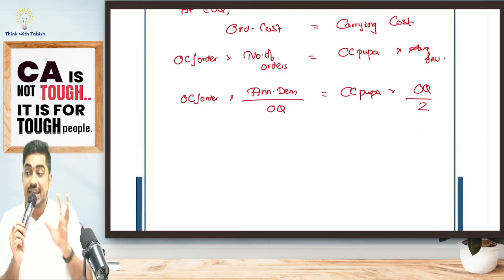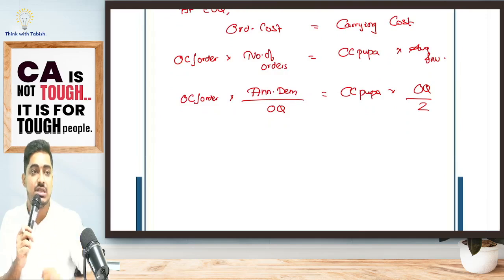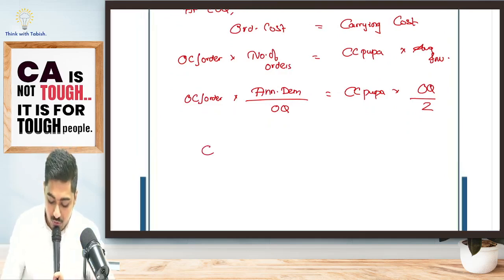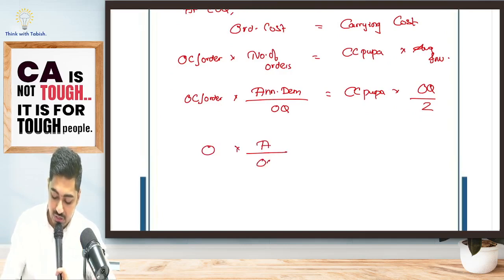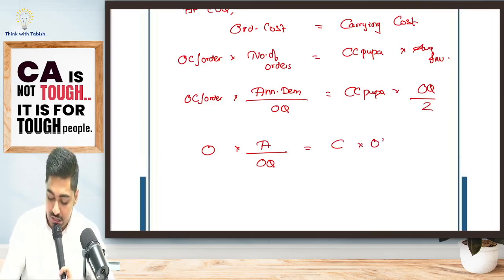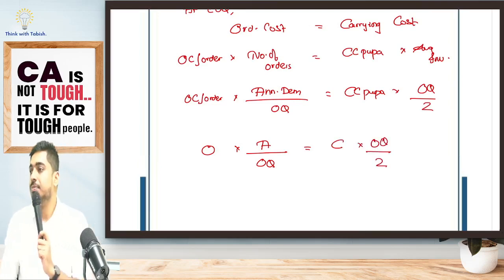Now, instead of this entire detailed thing, I will start using short forms. Instead of ordering cost per order, I will write O. Annual demand, I will write A. Ordering quantity, I'm writing it like this. Carrying cost per unit per annum, I will write C. OQ divided by 2. I will take all items into one place.